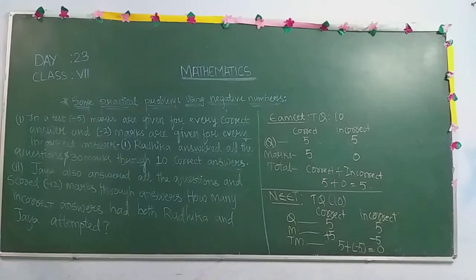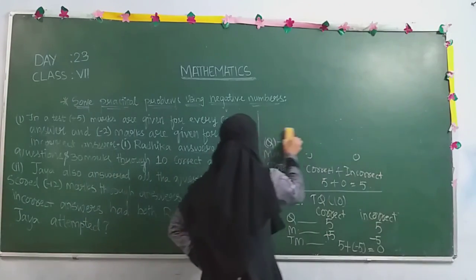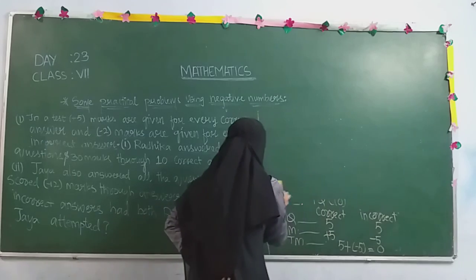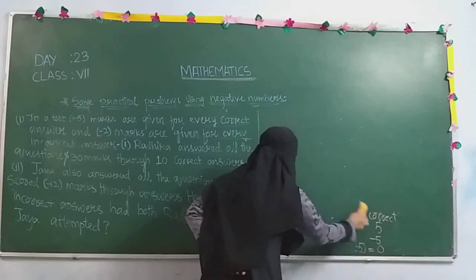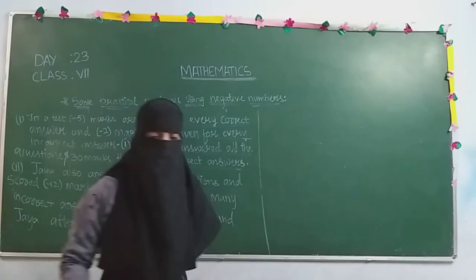Is that clear? So in this way the negative numbers are playing a role in our daily life activities. So let's start with the example problem. We'll see how to calculate. Hopefully you have understood this example.